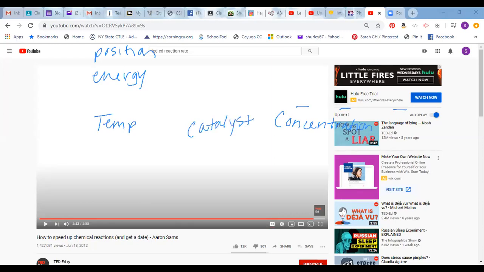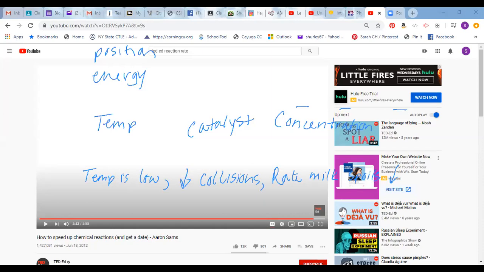Okay, number 3, based on collision theory, why do we keep milk in the refrigerator? In the refrigerator, temperature is low, obviously, which decreases collisions. So since there are fewer collisions, the rate that milk spoils would also decrease.